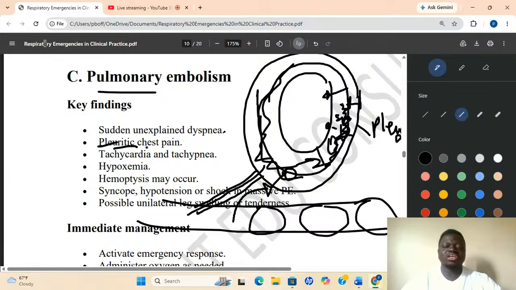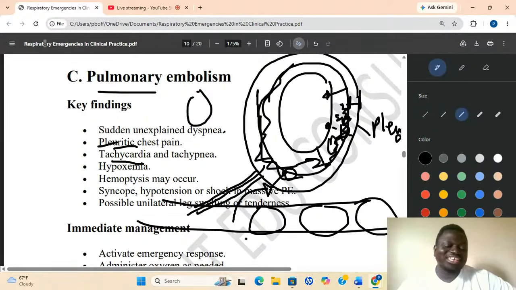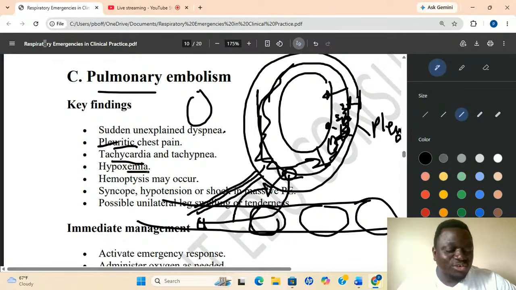The heart will try to help. It will send more blood: tachycardia, and tachypnea. The patient wants to breathe to send more oxygen, forgetting that this clot has blocked the way. Nothing is going down. So they begin to have a low oxygen level in the blood. We call it hypoxemia.